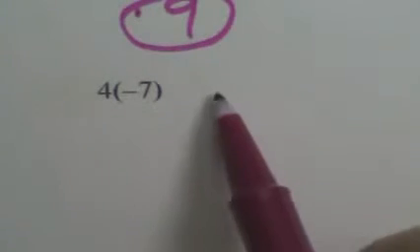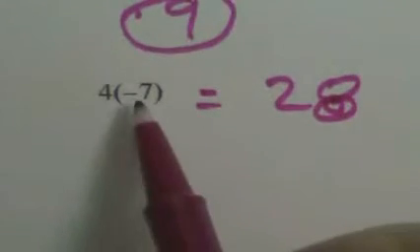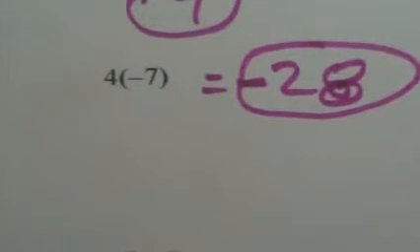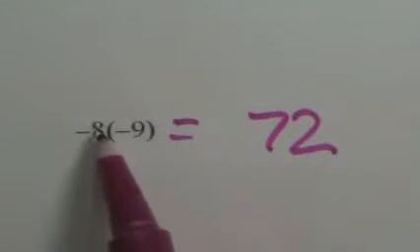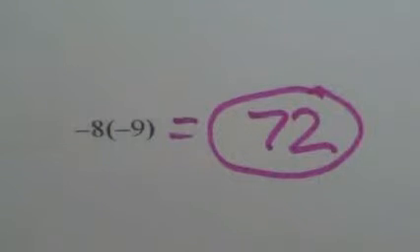Okay, so 4 times 7, that's 28, and there's 1 negative. So the answer is negative, negative 28. Here, 8 times 9, that's 72, and there's 2 negatives. 2 negatives cancel. So it's positive 72.